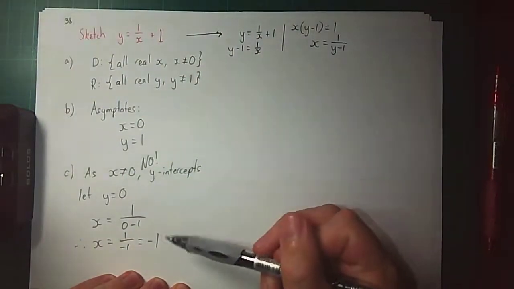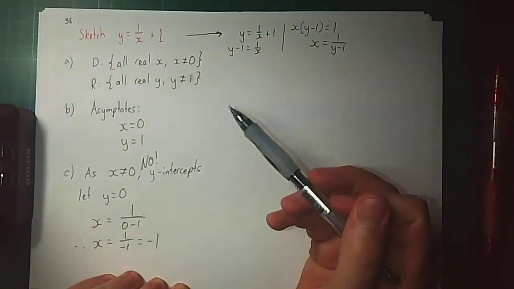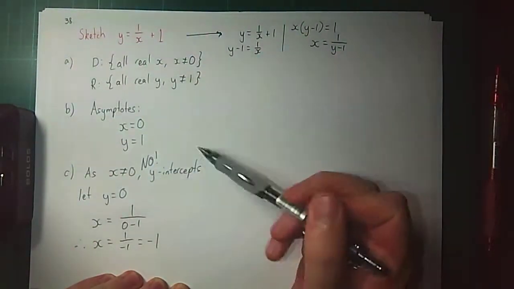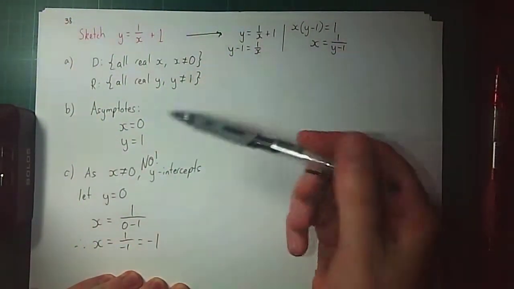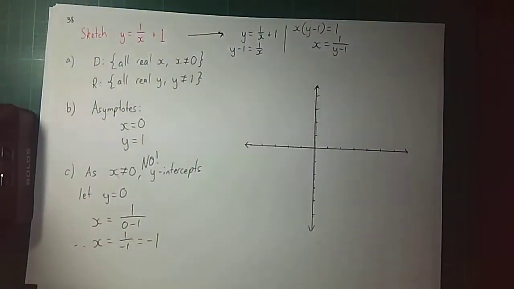Now that we have our x-intercept, we don't have a y-intercept, but we know that we don't. We have our asymptotes we can graph. Now we're going to graph our asymptotes and hyperbola.